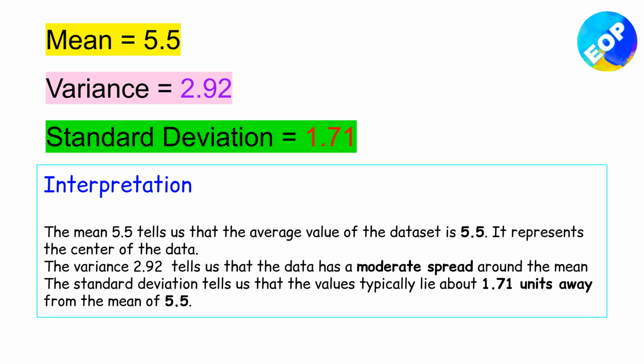Here is the interpretation. The mean 5.5 tells us that the average value of the dataset is 5.5. It represents the center of the data. The variance 2.92 tells us that the data has a moderate spread around the mean. The standard deviation tells us that the values typically lie about 1.71 units away from the mean of 5.5.